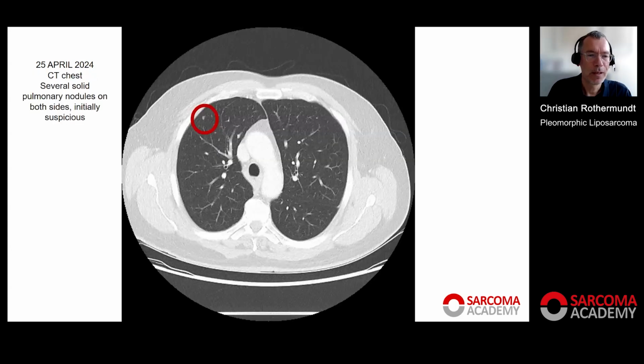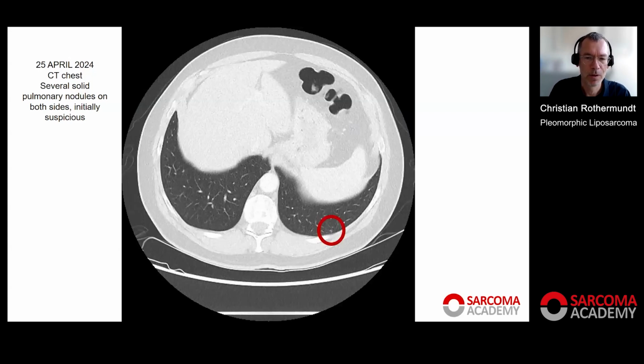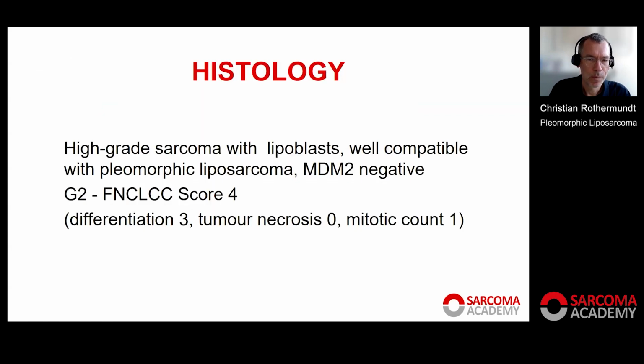So the patient also had a CT of his chest, and you can see marked in red that there were several solid pulmonary nodules on both sides, and they were called suspicious. So this is one area, and then there's a very small one on the left side. The biopsy came back: high-grade sarcoma with lipoblasts, well compatible with pleomorphic liposarcoma, and a G2 tumor. I'm going to show some slides.